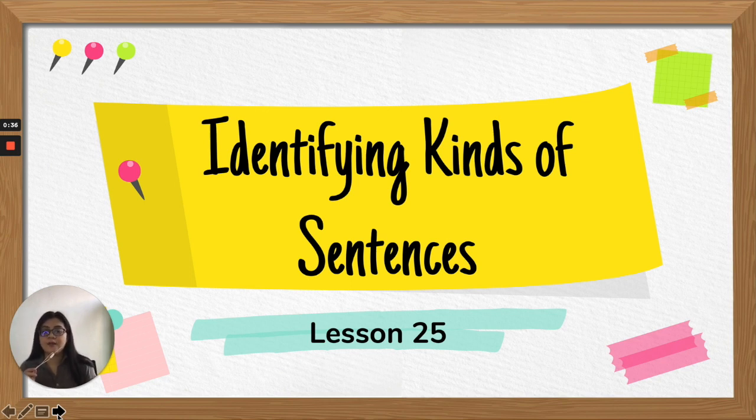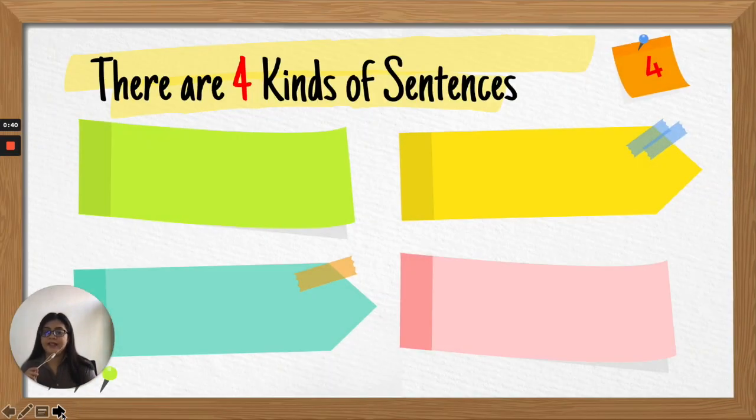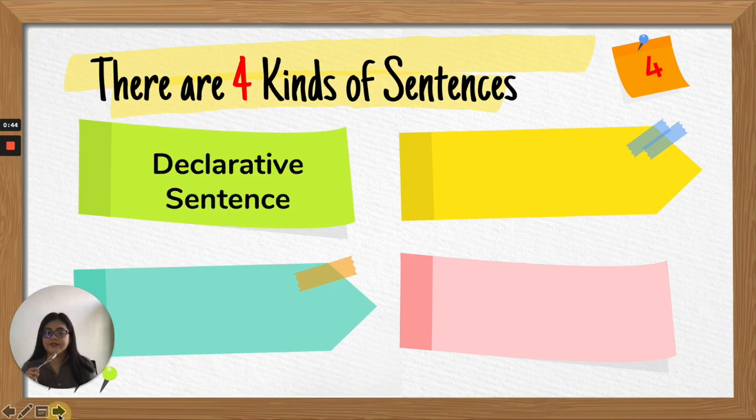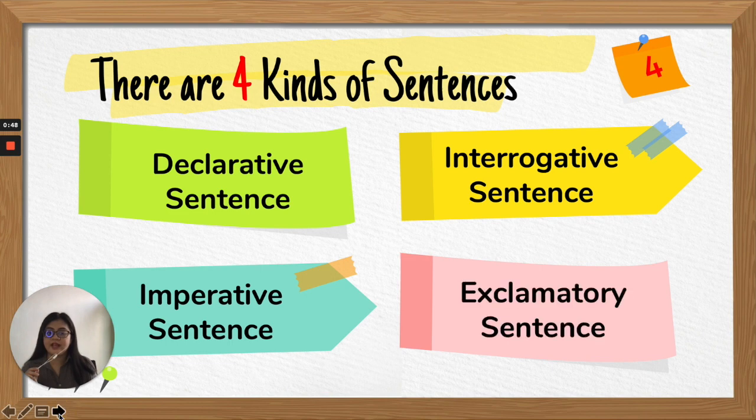Now, let's talk about the different kinds of sentences. Please remember that there are 4 kinds of sentences. We have declarative sentence, interrogative sentence, imperative sentence, and exclamatory sentence. So, these 4 different sentences have their own characteristics, and you can easily identify the given sentence with these descriptions that we are going to talk about.